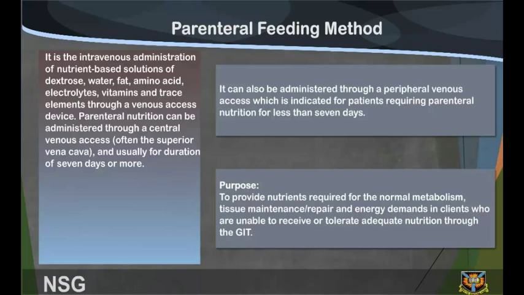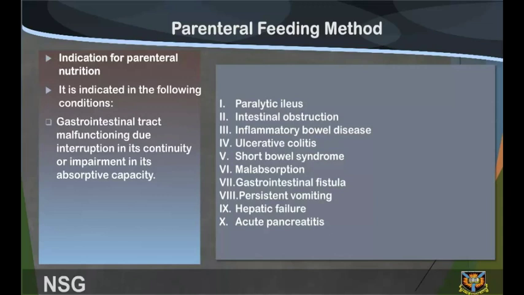Purpose: to provide nutrients required for the normal metabolism, tissue maintenance, repair and energy demands in clients who are unable to receive or tolerate adequate nutrition through the GIT. Parenteral feeding method. Indication for parenteral nutrition. It is indicated in the following conditions: gastrointestinal tract malfunctioning due to interruption in its continuity or impairment in its absorptive capacity.